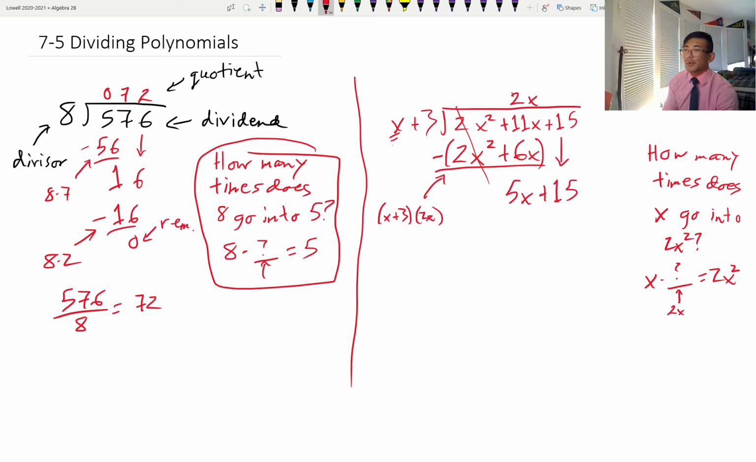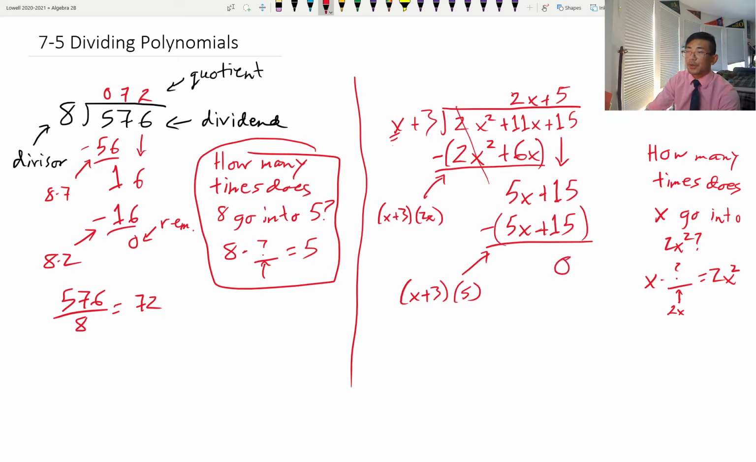Same question now. How many times does x go into 5x? Well, if I have x times what is going to get me to 5x, I just need to multiply by 5. So I'll multiply by 5, and I'll get 5x plus 15, which is nice because everything's going to work out with no remainders for us. And we're going to get 0x and 0. So we're just left with 0, and we're done.